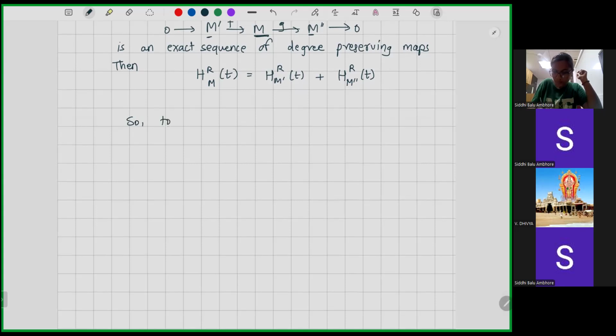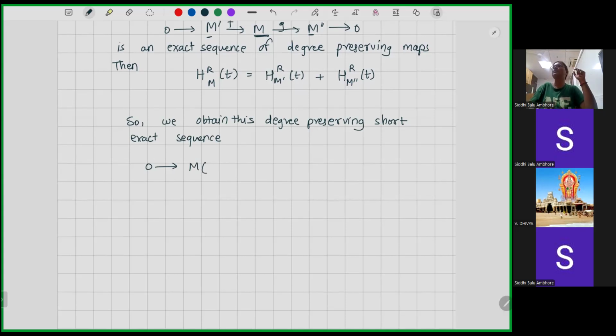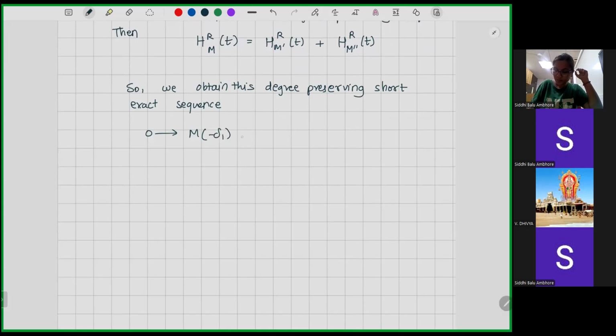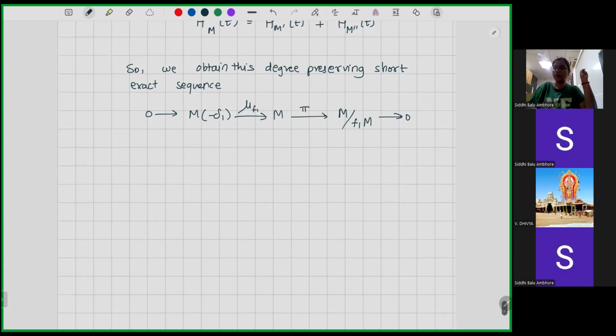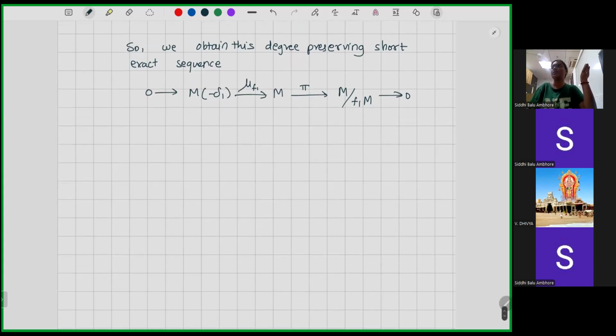So we obtain this degree preserving short exact sequence: 0, then M shifted by minus delta 1, then multiplication by F1 to M, then the projection to M modulo F1M, and 0. The multiplication map is now degree preserving, and pi was anyway degree preserving. So this is a degree preserving short exact sequence.